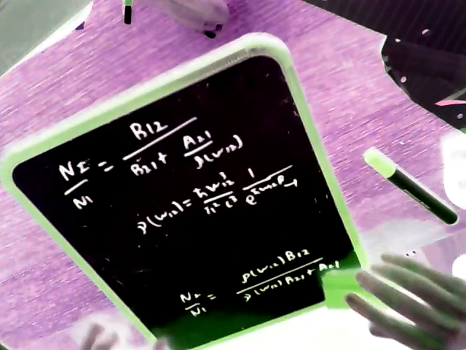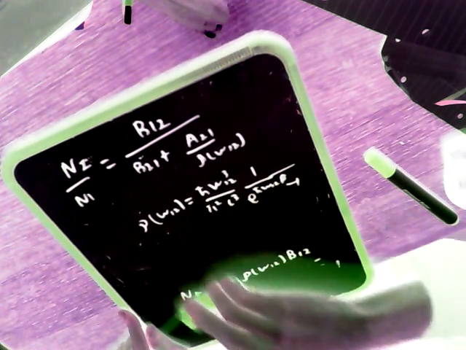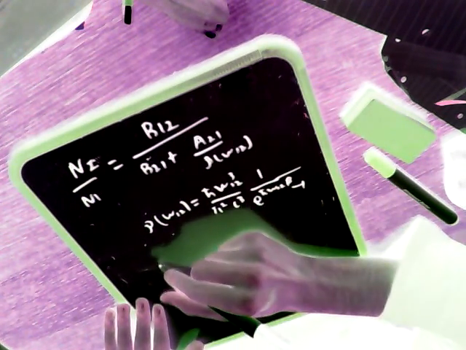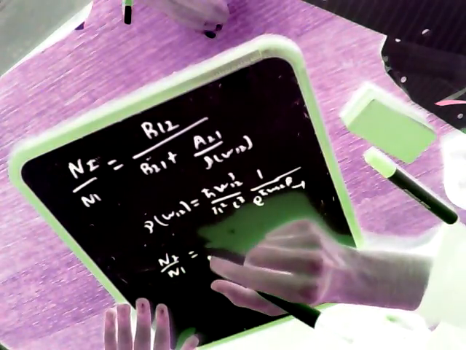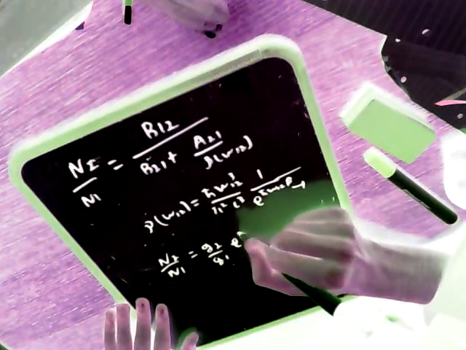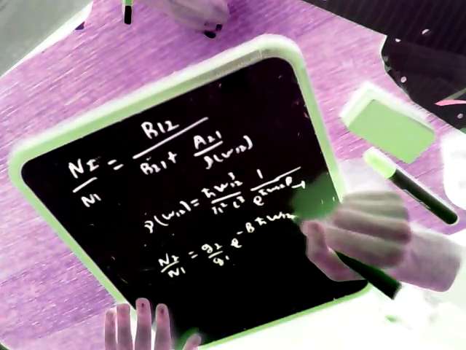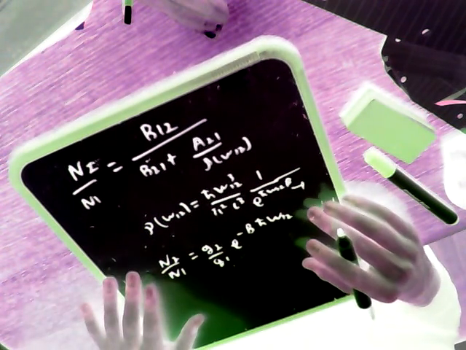So we sub this into here, and we also use again the principle that we're in equilibrium. Because we're in equilibrium, this must be given by the Boltzmann distribution. So N2 over N1 must equal G2 over G1 times e to the minus beta h bar omega 1 2. That's from the Boltzmann distribution, and that's from the assumption that we're in thermal equilibrium.